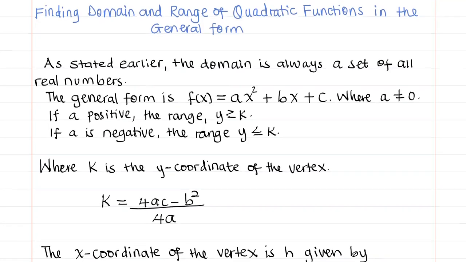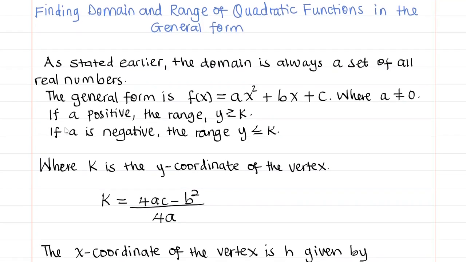Let's now look at domain and range of quadratic functions in the general form. We are now narrowing down our discussion to the general form. And we have stated earlier clearly that the domain is always a set of all real numbers, whether it is in the vertex form or in the general form. Our domain is always a set of all real numbers.